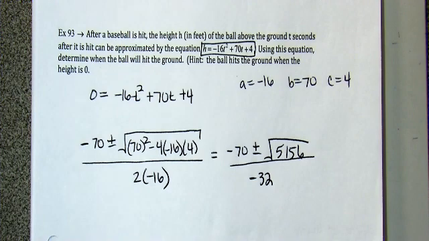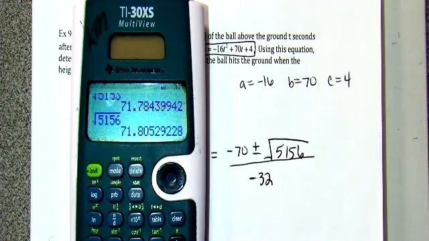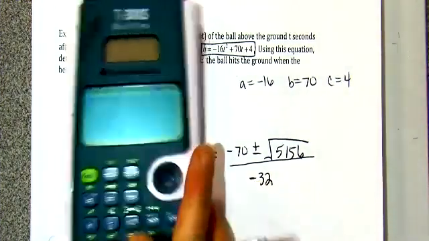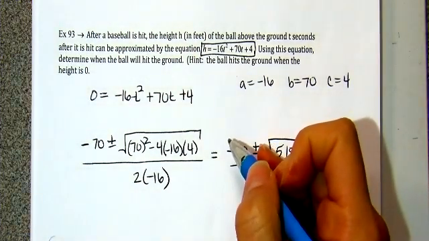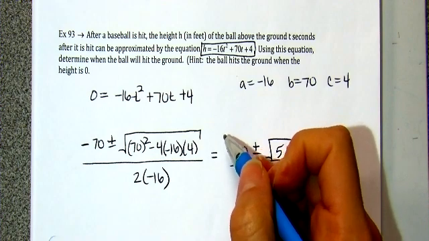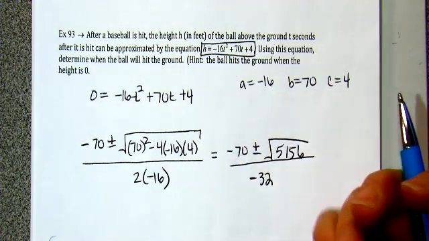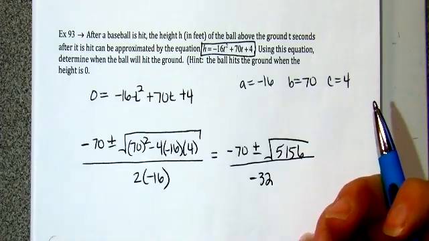And then from there, we want to simplify. Let me see if 5,156 isn't a perfect square number, but that's okay in this type of problem because we aren't really going to have to leave this in radical form. We're going to approximate it. We're applying it to something specific, and it's wanting to approximate when the ball hits the ground approximately.